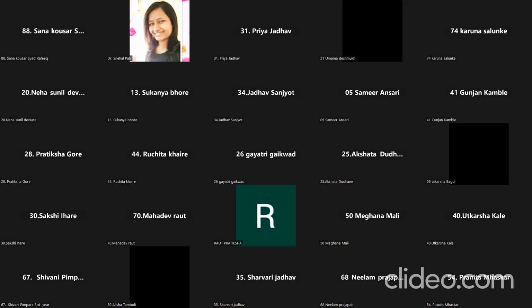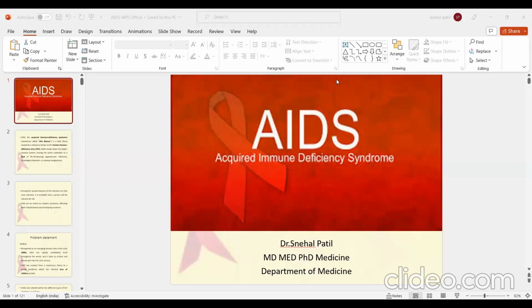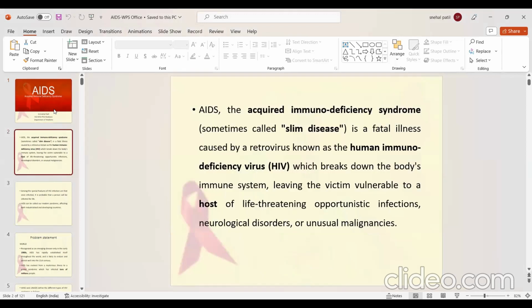In the last lecture of medicine, we started with the topic AIDS. What is AIDS? Acquired immunodeficiency syndrome. It is also called SLIM disease. It is caused by a retrovirus, that is human immunodeficiency virus, HIV.